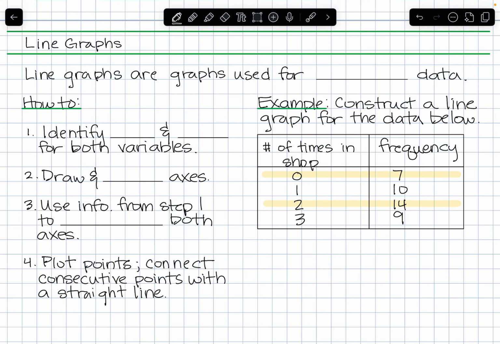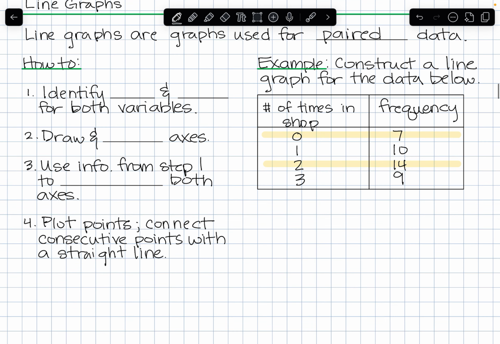In this video, we're going to talk about another type of graph called a line graph. Line graphs are specifically used for paired data, specifically paired numeric data. Most commonly, it's going to be one variable that is numeric plus a frequency. That is the most common pairing, but you sometimes see them as one variable that's numeric versus another variable that's numeric. To construct a line graph, we need to first draw our axes.